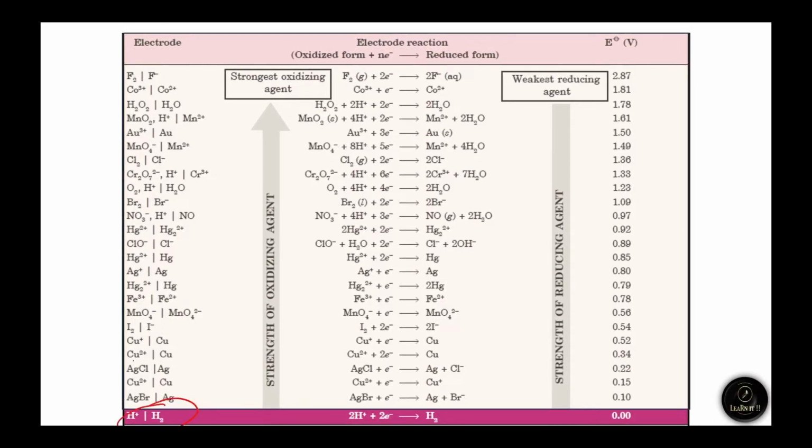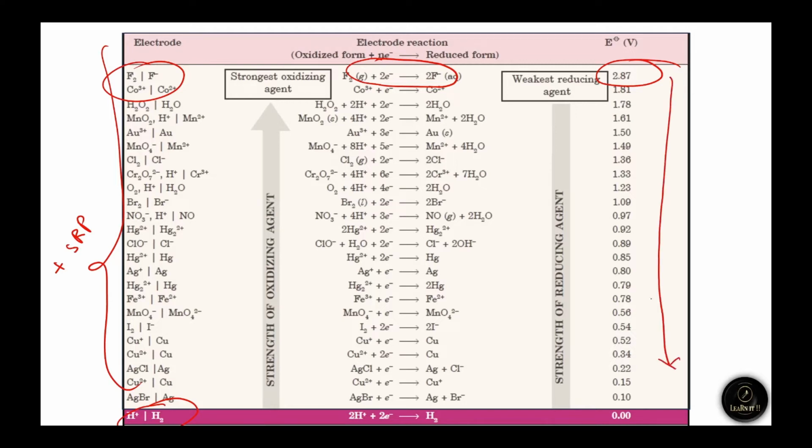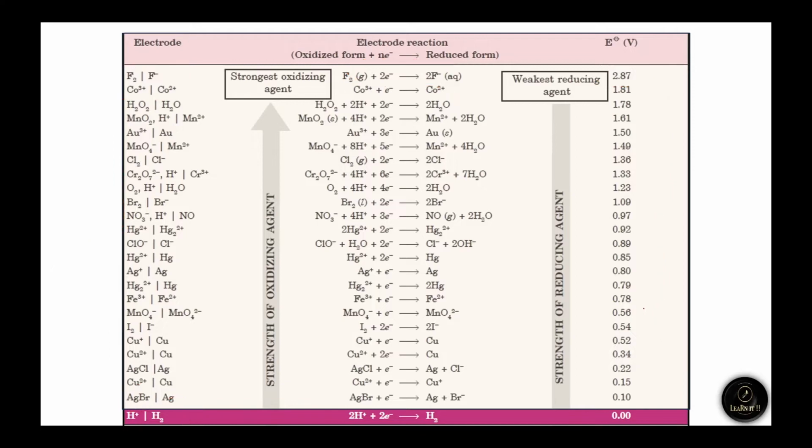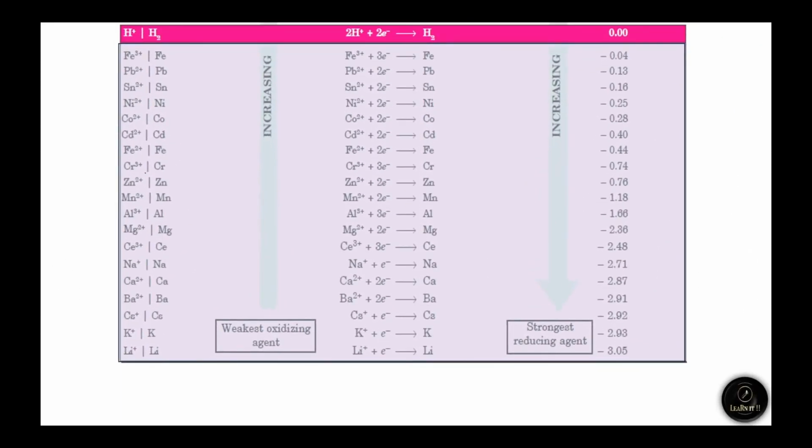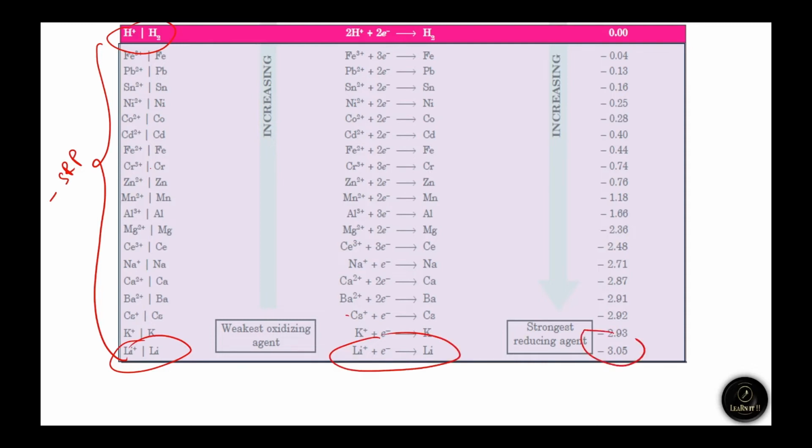So we can see hydrogen is at the bottom. It means that all the elements above it are having a positive standard reduction potential. Fluorine is at the top. Here it indicates the reaction. Here it is the standard reduction potential value. And this list is in the decreasing value of standard reduction potential. So here hydrogen is at the top, means that all these elements are having a negative value of standard reduction potential. You can see lithium is at the bottom, whose reaction is this, and the standard reduction potential value is minus 3.05 volt.